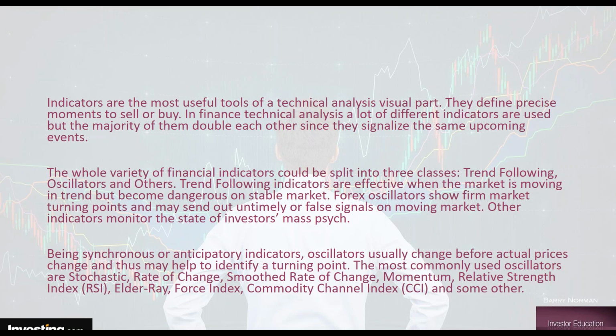So the most commonly used oscillators are stochastics, rate of change, smooth rate of change, momentum, relative strength index, Elder ray, force index, and commodity channel index, amongst some others. Okay, like I said, the most popular out there are RSI and stochastics. But the momentum indicator is a great tool also.